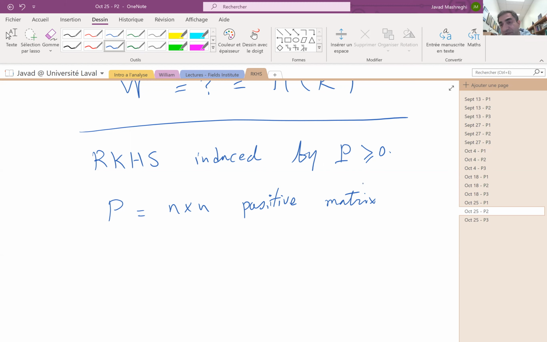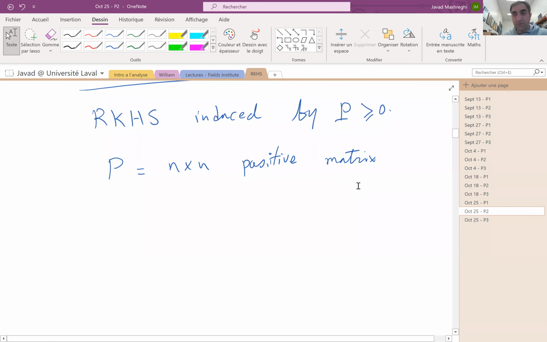So this is a partial answer to that question, because we start with a matrix P, which is positive, and we construct H using Moore's construction. But the same idea can work in the infinite dimensional case, and you can see what happens. But let's do the simple case n by n, then it can be generalized. We have seen this before.